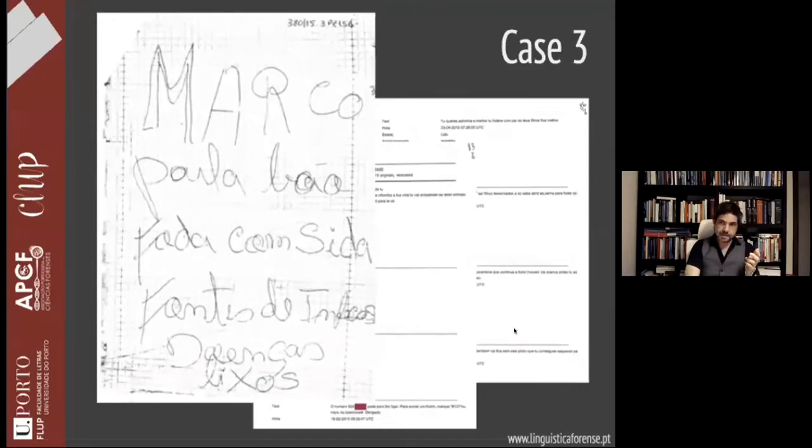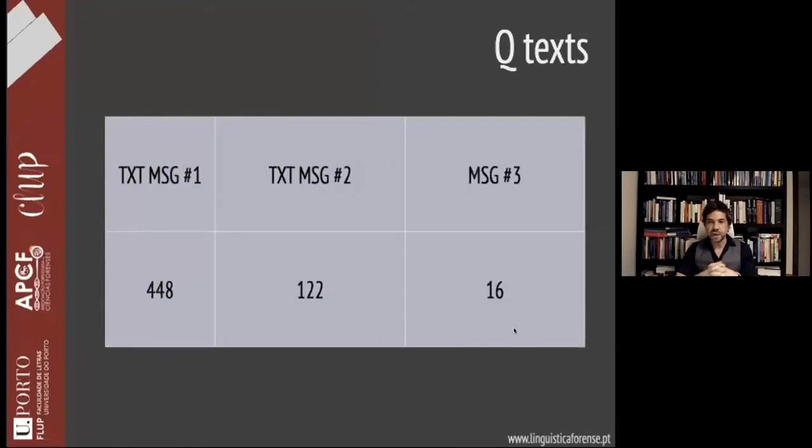Now, as most of you I assume have an interest in corpus linguistics, there's a problem with this. It's that the three sets of texts have a very small number of words: 448 words, 122 words, and the third message was only 16 words long. So this is one of the problems of the analysis, that it had to face a small number of words. So we couldn't really go for a corpus linguistic analysis and extract all the quantitative details.